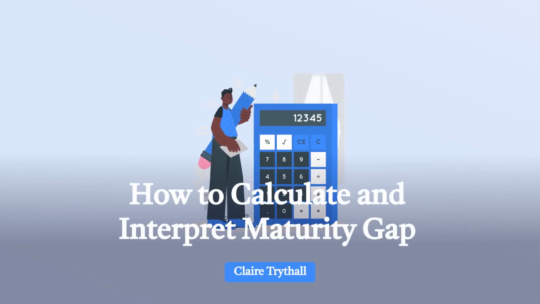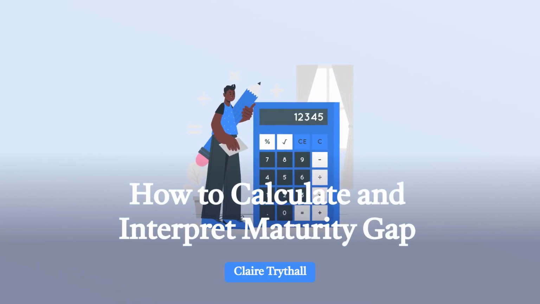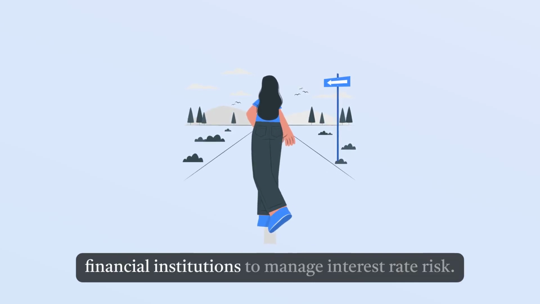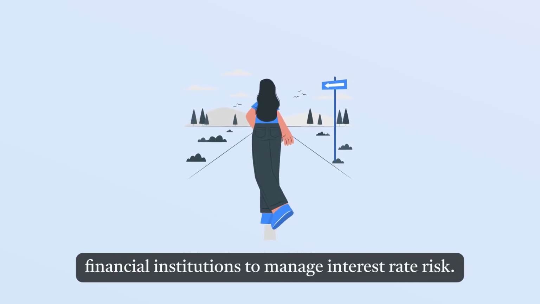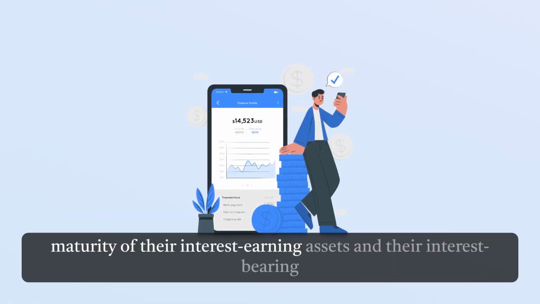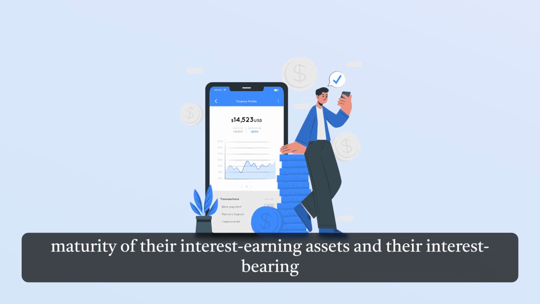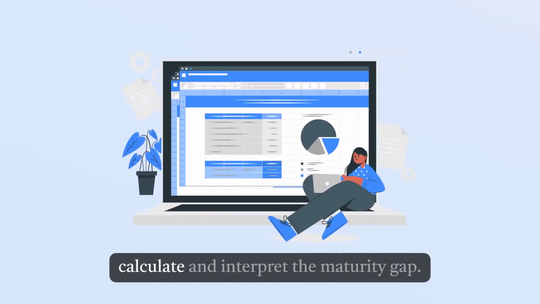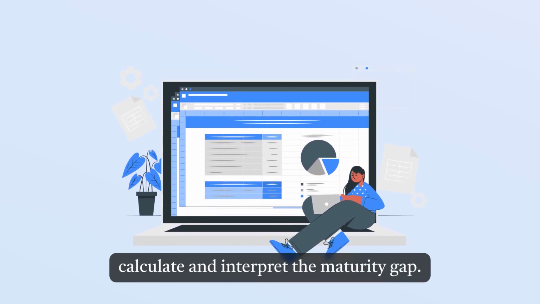How to calculate and interpret maturity gap. Maturity gap analysis is a crucial tool for financial institutions to manage interest rate risk. It helps them understand the difference between the maturity of their interest-earning assets and their interest-bearing liabilities. In this video, we will learn how to calculate and interpret the maturity gap.